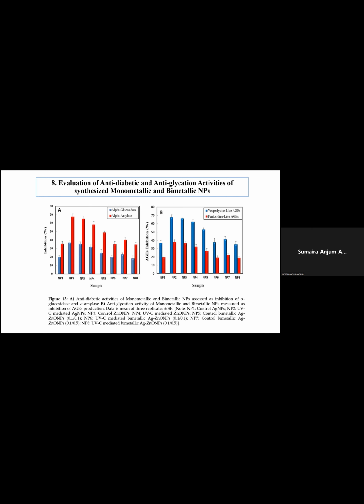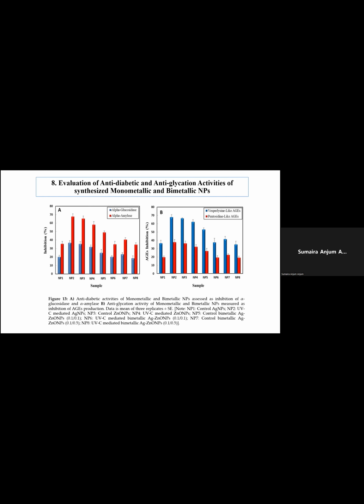As we all know, alpha amylase and alpha glucosidase are involved in carbohydrate digestion in our body, and if we can inhibit the breakdown of the carbohydrates, we obviously can control the sugar level in our blood. So by inhibiting these enzymes, we can inhibit the breakdown of carbohydrate in our body, and our blood sugar levels can be controlled.